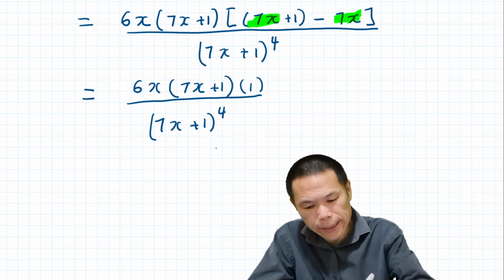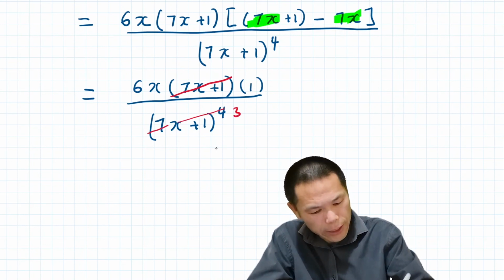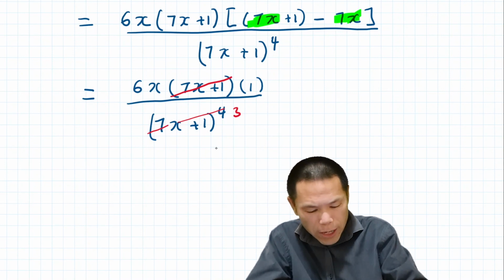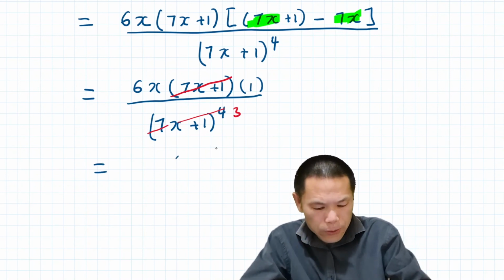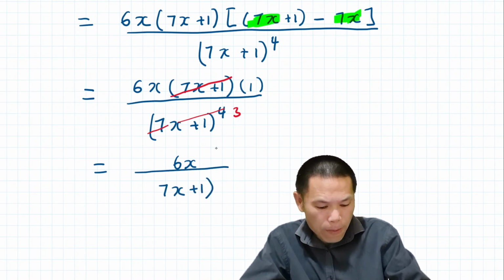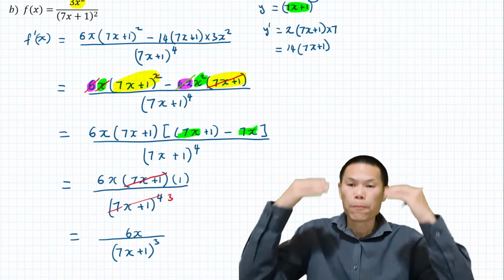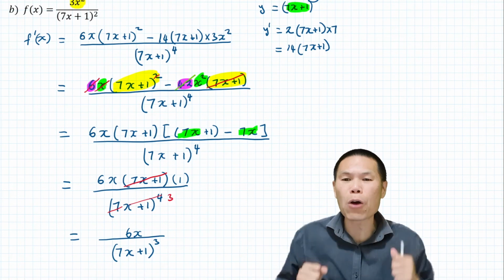Now we can see this one here, we can cancel with this as well. So that gives me power 3. So therefore, the final answer is 6x over (7x plus 1) power of 3. There you go. I hope you got all of them correct.